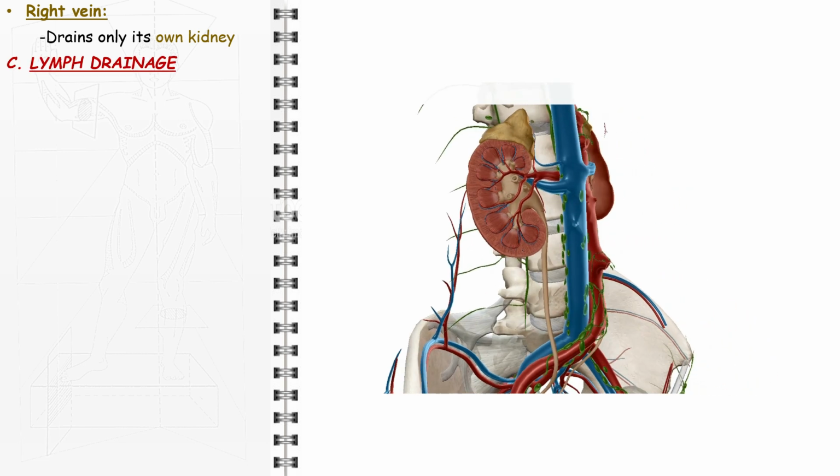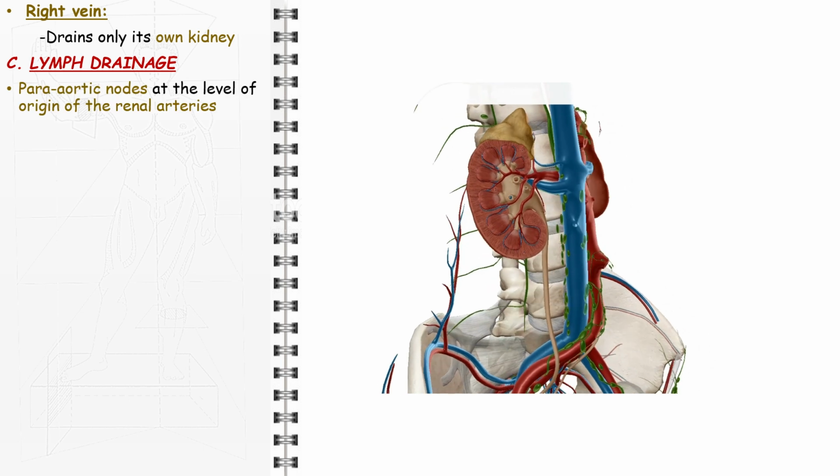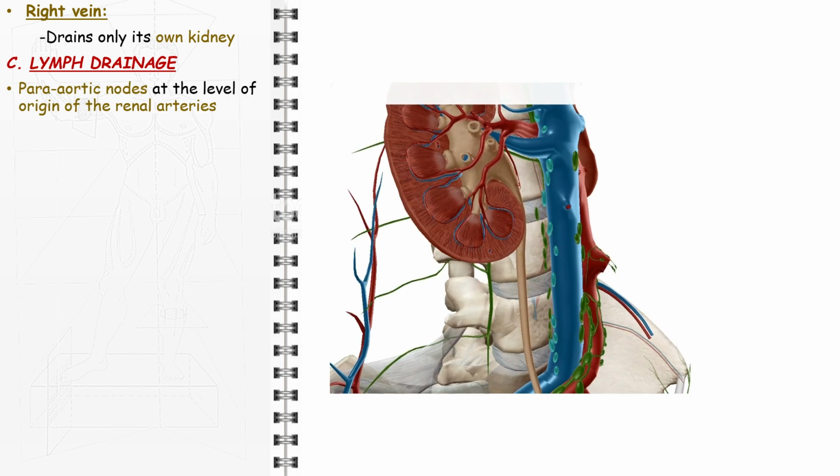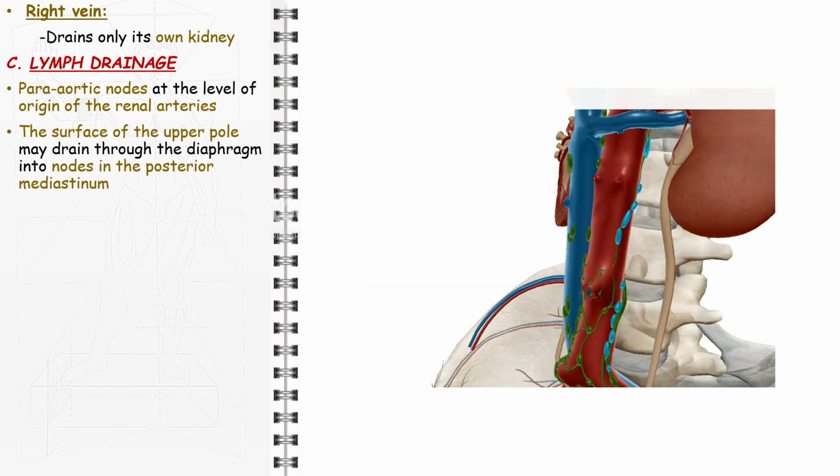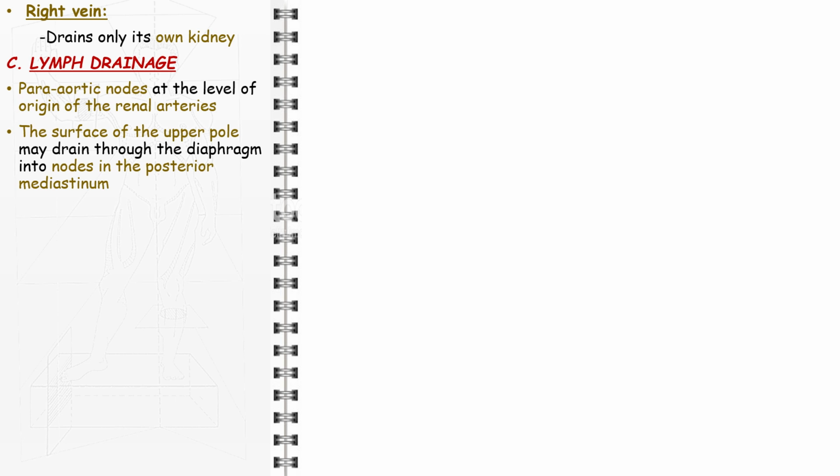The lymphatics of the kidneys drain to para-aortic nodes at the level of origin of the renal arteries. The surface of the upper pole may drain through the diaphragm into nodes in the posterior mediastinum. They are arranged into 2 plexuses, intrarenal and capsular.